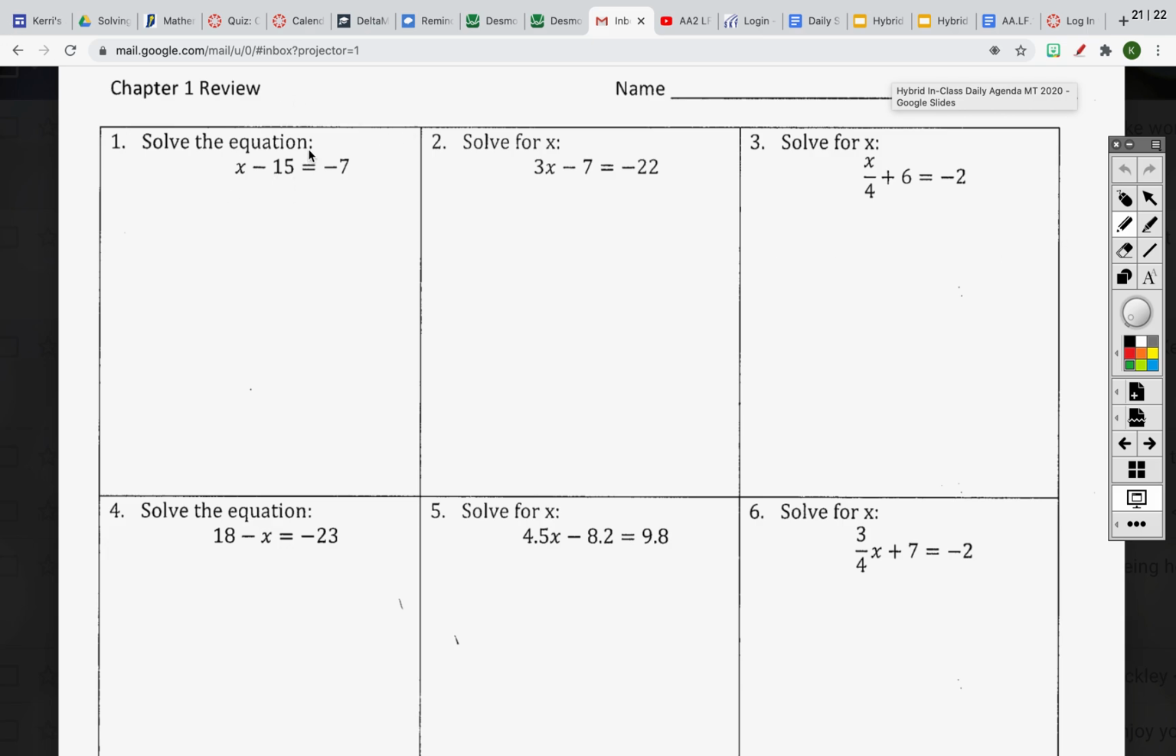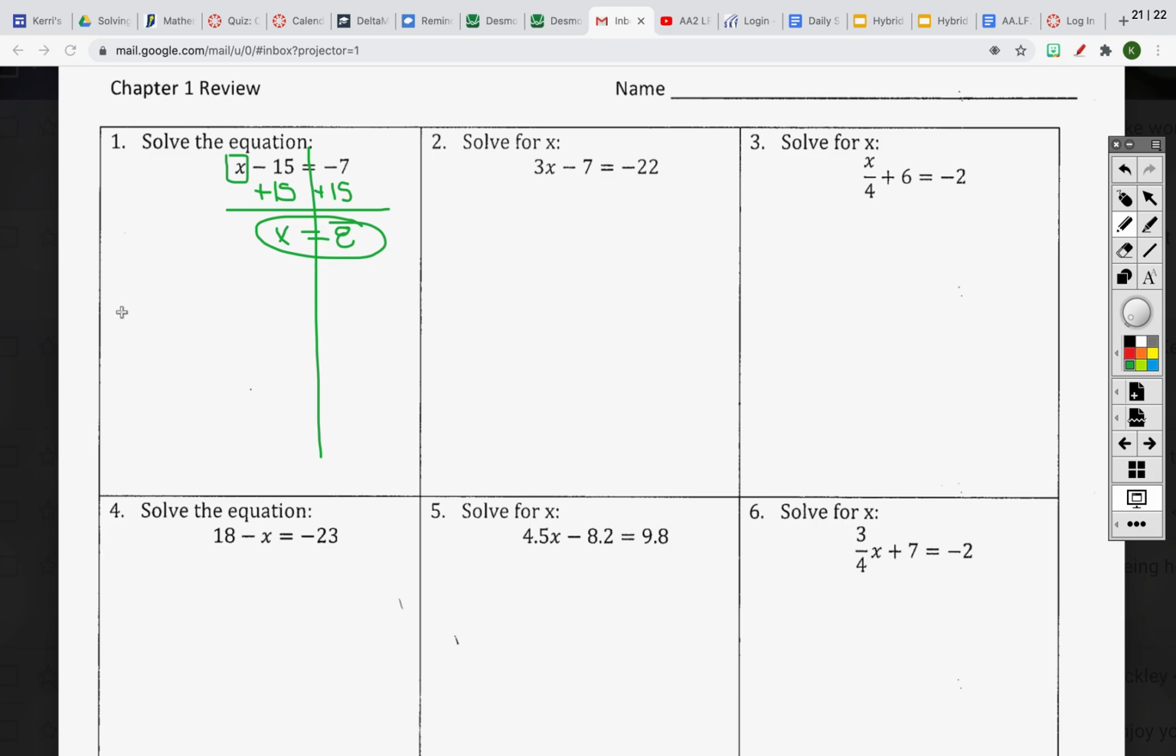So I'm going to drop my line, box my variable term, opposite operation. The opposite of minus 15 is plus 15. I simply put into my calculator -7 plus 15, and I find out that it is a positive 8. Easy enough, right? Well, remember that it's going to be the opposite operation.